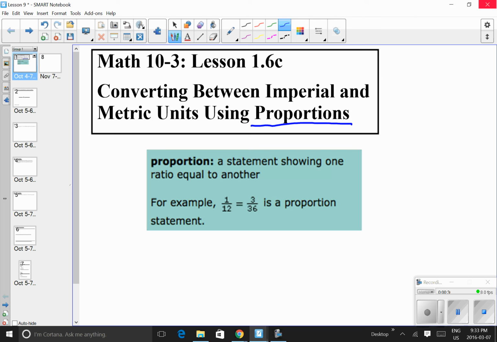So, what a proportion is, it's a statement showing one ratio is equal to another ratio. So one ratio is equal to another. And we set up those ratios as fractions. So for example, 1 over 12 equals 3 over 36 is a proportion. It shows that one ratio or one fraction is equal to another.